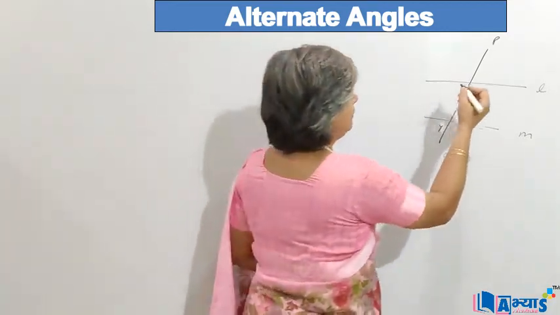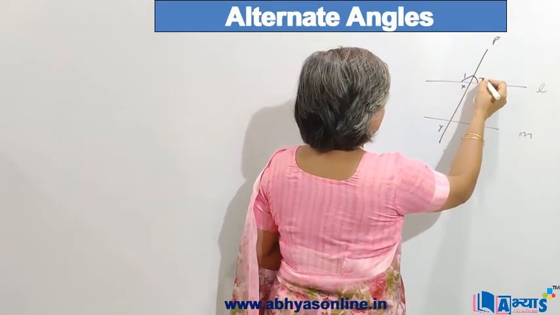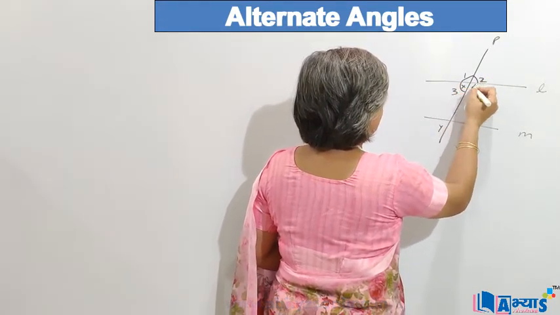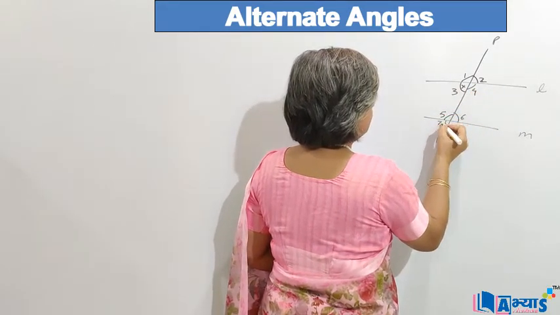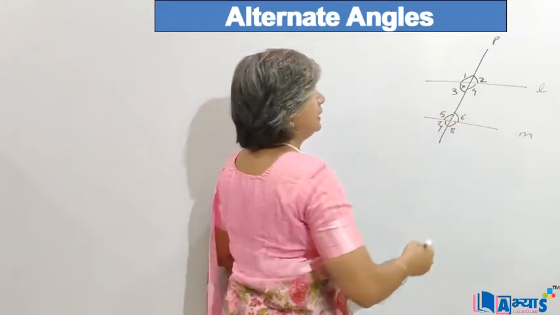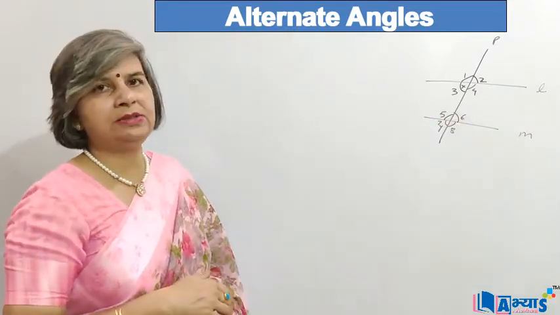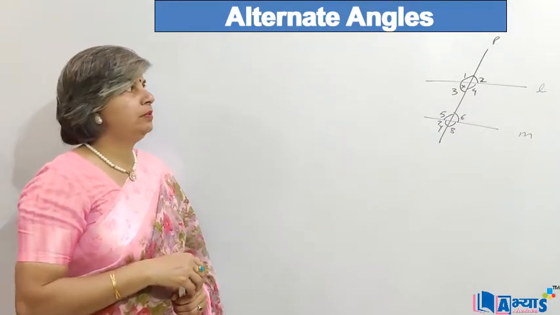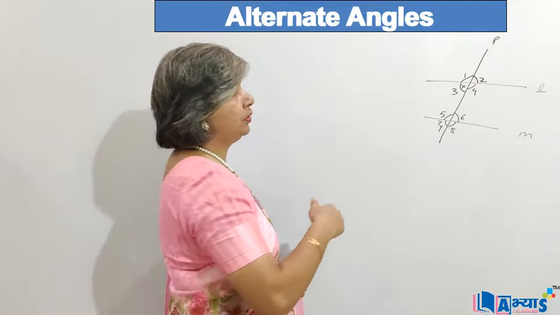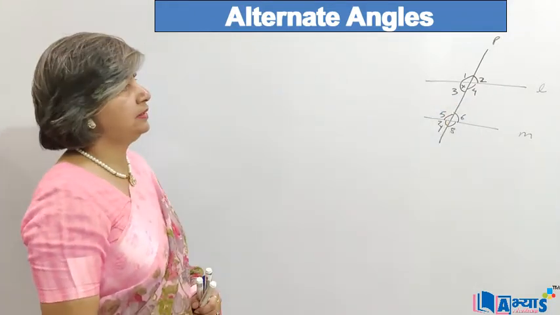So let us name the angles: 1, 2, 3, 4, 5, 6, 7 and 8. These are the various angles formed when a straight line cuts two straight lines. That means when L and M are cut by the transversal P, all these angles are formed: 1, 2, 3, 4, 5, 6, 7, 8.